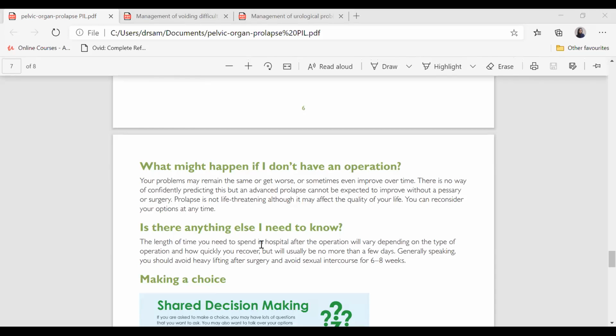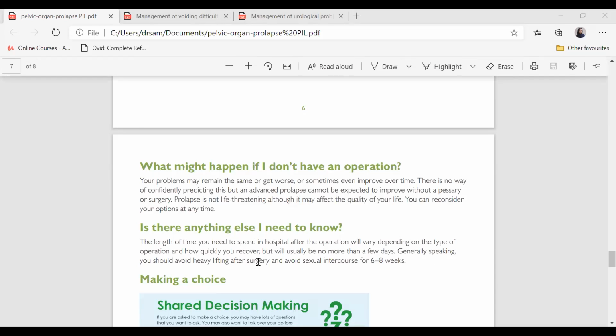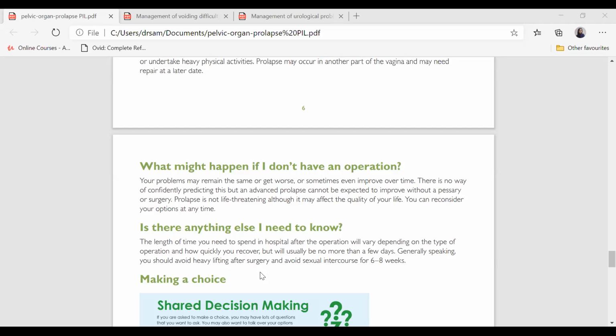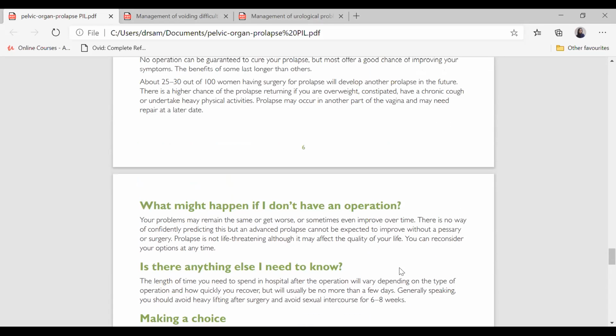Now because this is about surgery, you need to give her some information, not only about the recurrence, but also about how much time you need to spend in the hospital. So it depends. It's a few days, and you should avoid heavy lifting. This will be included in recovering well, but it is given here also what precautions you need to take after surgery. Avoid heavy lifting and sexual intercourse for 6 to 8 weeks. That's why you need to counsel women about this also. And if you say all these things, it will be like 20 minutes, right?